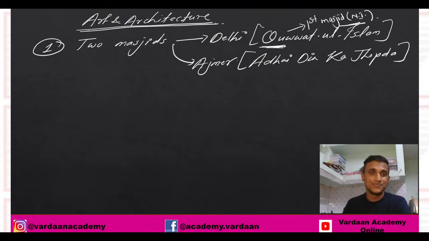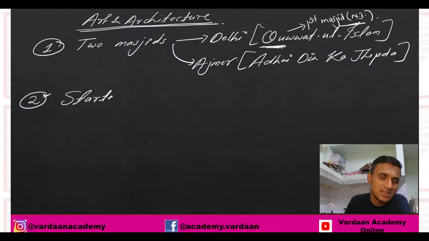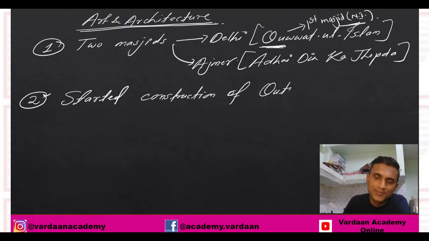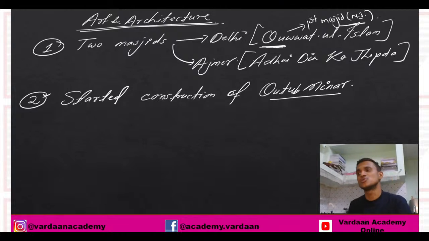Now the second one you have to remember, he was a great patron of Qutub-Ud-Din Bakhtiar Kaki, and that's why he started the construction. Remember, he started it, he never completed it. He started the construction of Qutub Minar. But remember, this Qutub Minar is not named after Qutub-Ud-Din-Aibak. It is named after the Sufi saint.